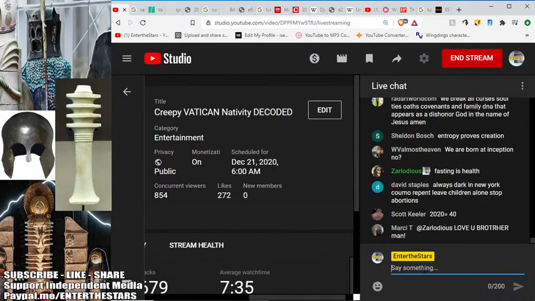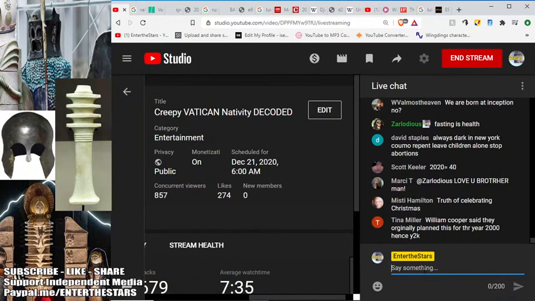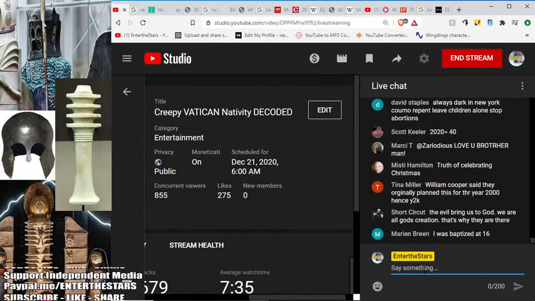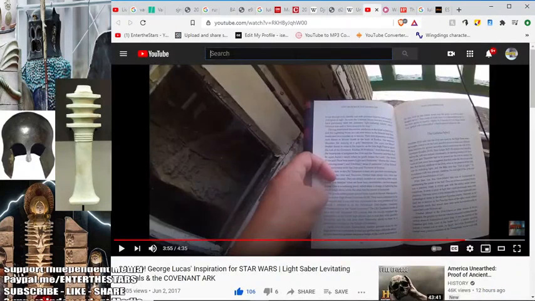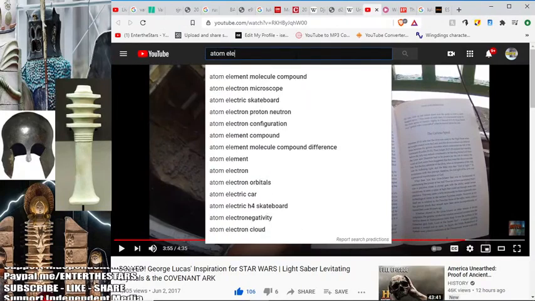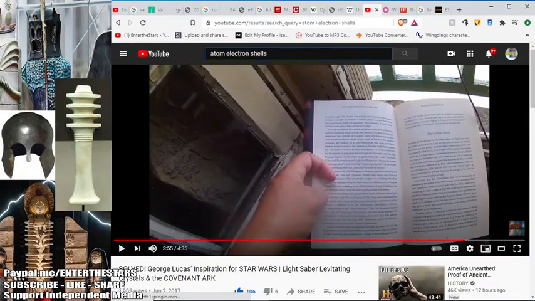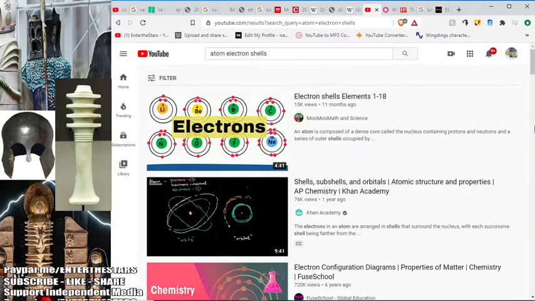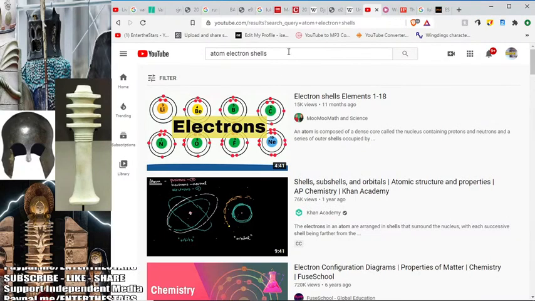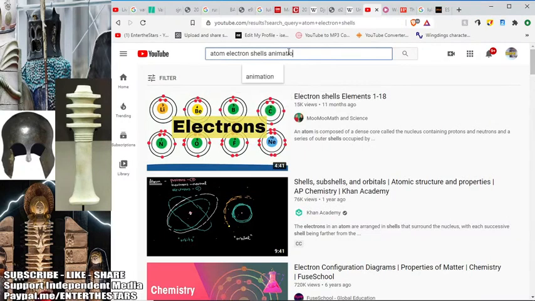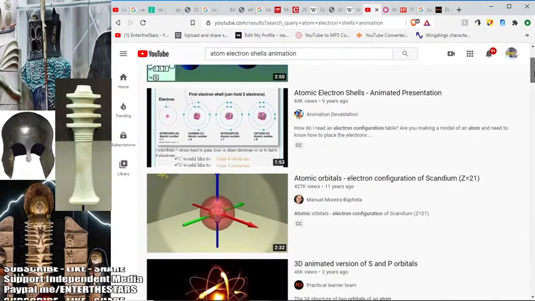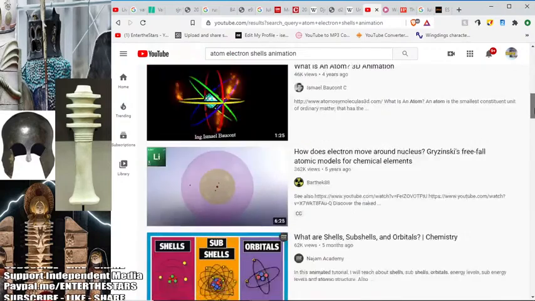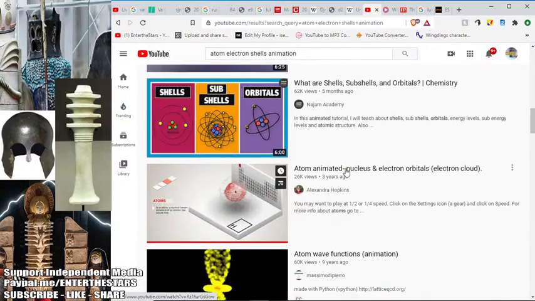Entropy proves creation. There's an amazing video here on YouTube showing the electron shells of the atoms. Let's see if we can find it. Atom electron shells. It's a graphic that really demonstrates these Russian dolls, because it builds. Oh, here it is, right here.